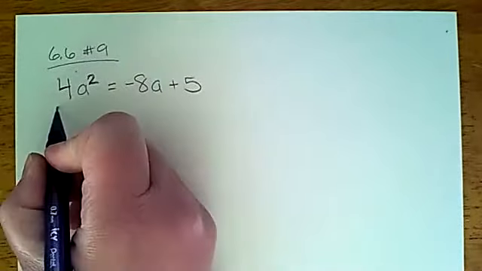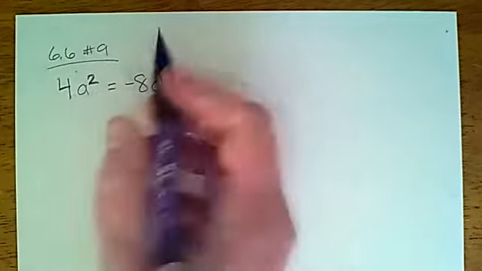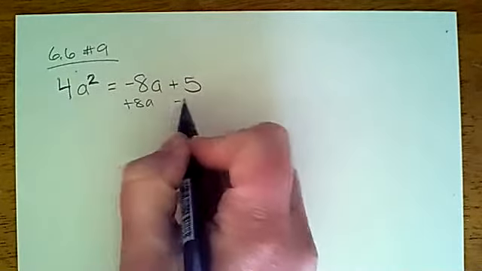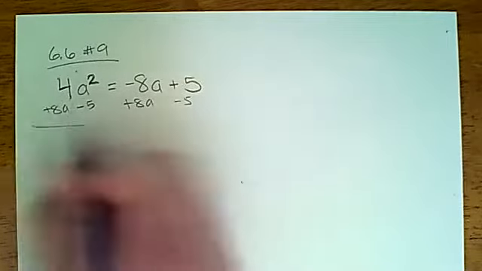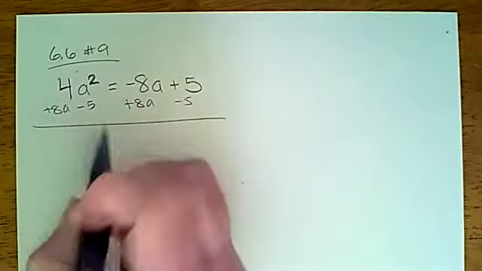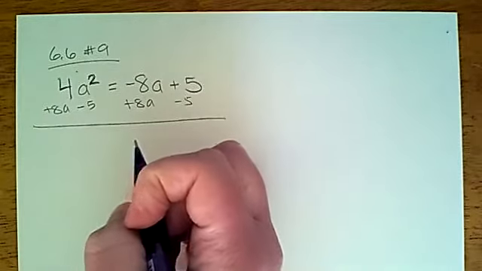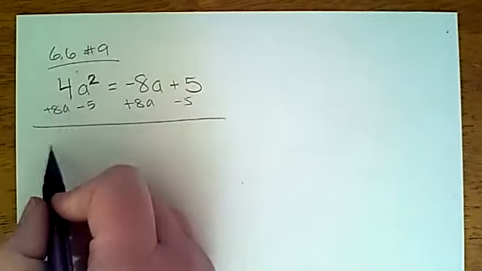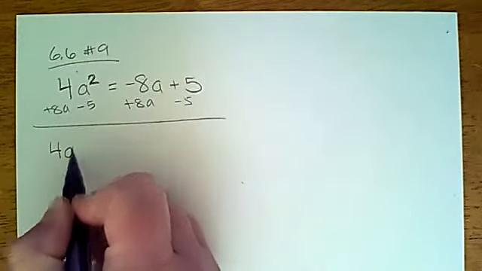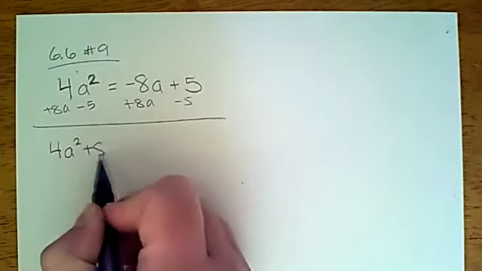So I'm not going to subtract 4a squared, but rather add 8a and subtract the 5. And do that on both sides to keep the equation equal. It's not that you can't have it be negative, it's just then you'd have to factor out the negative. So to avoid an extra step, just make the squared term the positive one.